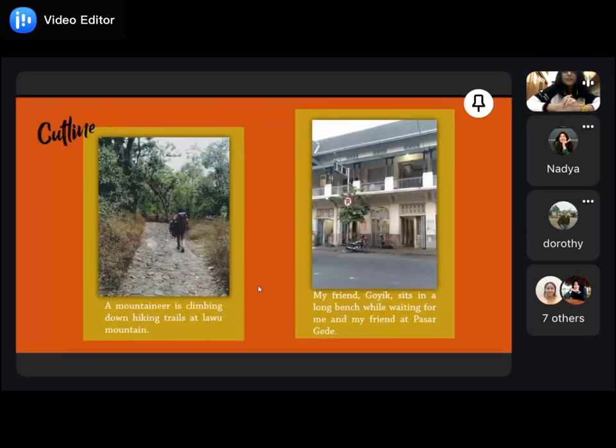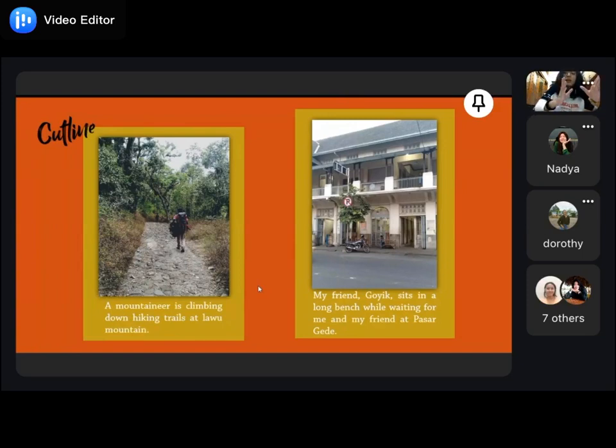For the second one, there's cutline. So what is cutline? Cutline is a caption that mentions who or what the subjects in the picture or photos are and what activities they are doing. So for the first one, you see a mountaineer is climbing down hiking trails at Lawu Mountain. You see the action is he's climbing down and the subject is the mountaineer.